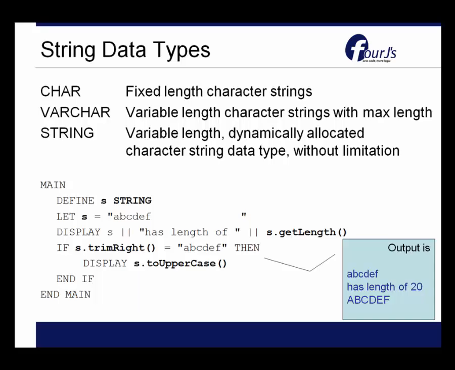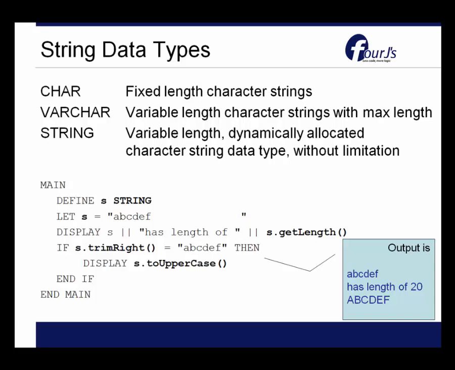The next category is string data types, and string data types allow you to store character data. The first one, a char or character, allows you to store fixed length character strings, so you would determine the fixed size. Varchar, you'd also define a size, but it would be the max length, so this would be a variable length character string. And the string data type is valuable because it's variable length, but also dynamically allocates the memory needed for the character string, depending on its size and without limitation except for memory limitations. Now, in this example, we can also see the benefit of a string because we have methods that can be used and applied to it.